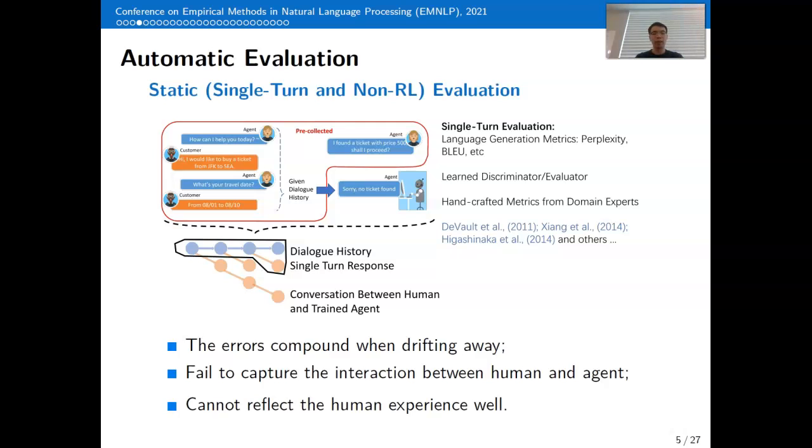However, such static evaluation methods have a lot of problems. The errors may compound when the real interaction between human and agents drifts away from the dialog history. It fails to capture the interaction between human and agent, and it cannot reflect the human experience well.